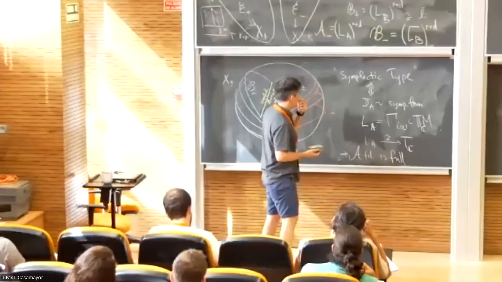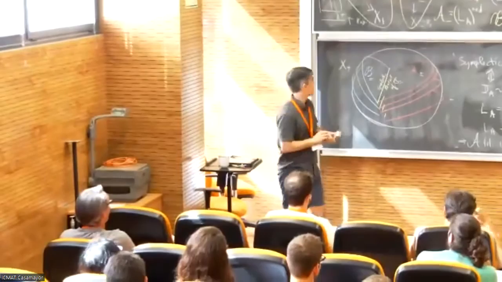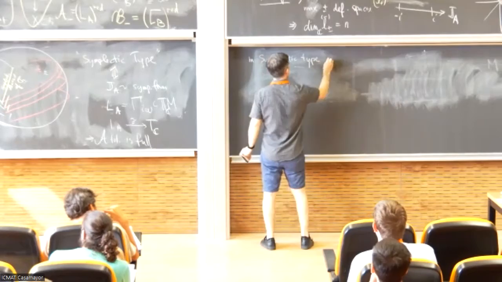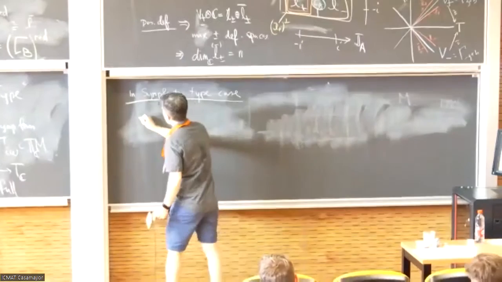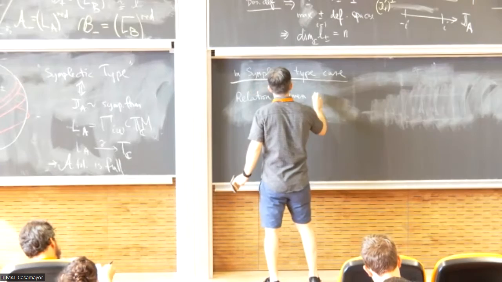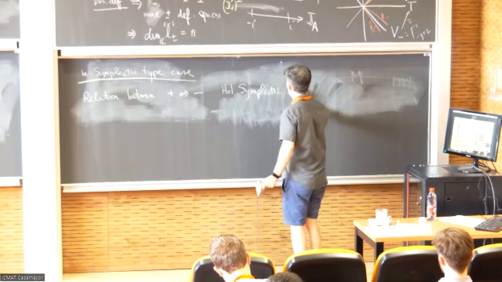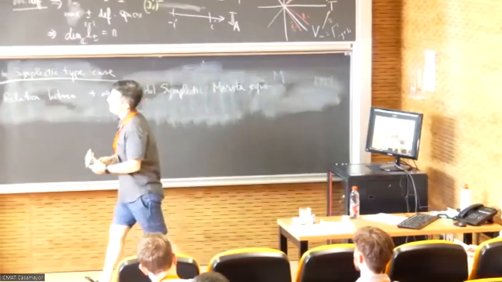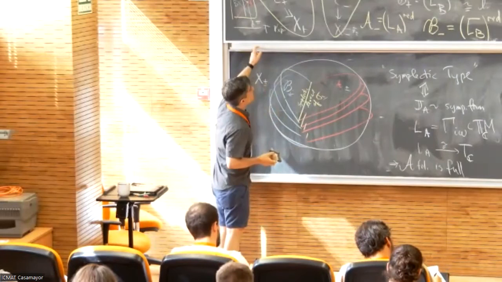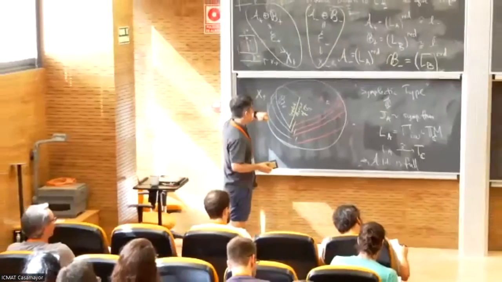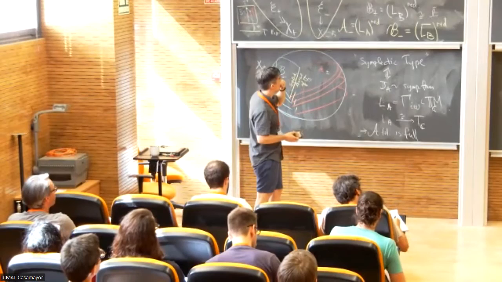Okay, so now let me see what I'm supposed to say next. In the symplectic type case, the relation between the plus side and the minus side is that we have what's called a holomorphic symplectic Morita equivalence. I'm running into a little notation problem, but it's okay. I wish that I had switched A and B, but it's okay.